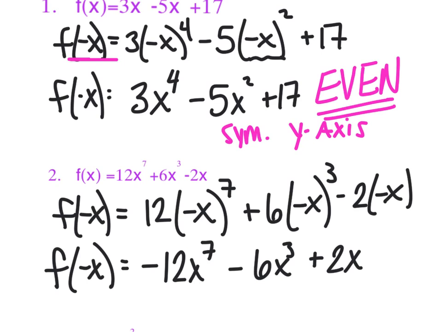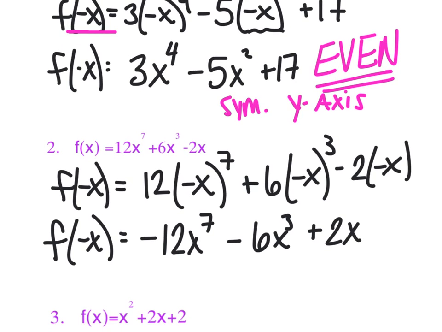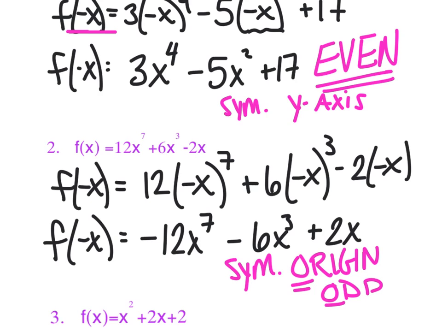Now let's test to see if it's odd. Let's see if every term changed signs. Positive to a negative, positive to a negative, and negative to a positive. Notice how every term changed signs, so this is symmetric to the origin, and the origin tells me it's an odd function. Remember, those O's go together. It's an odd function symmetric to the origin.